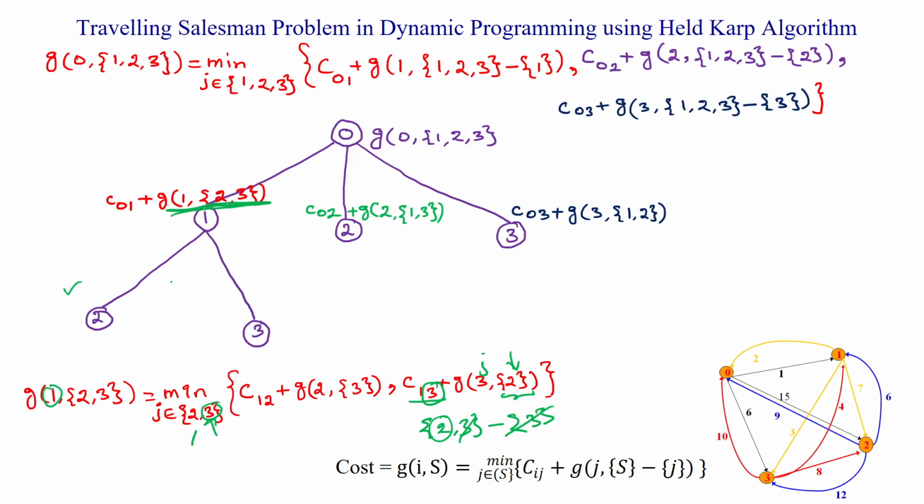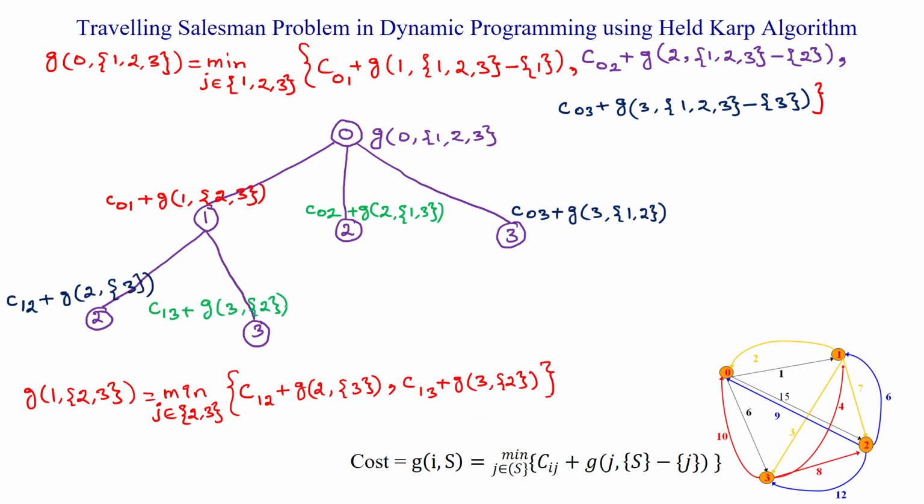Now the node has two options. From the 1, you may travel to the second city or you may travel to the third city. So here we have two options. Like that, now you are representing this option here, c 1 2 g of 2 comma 3, this one, c 1 3 g of 3 comma 2, this one. Then you are at city number 2.